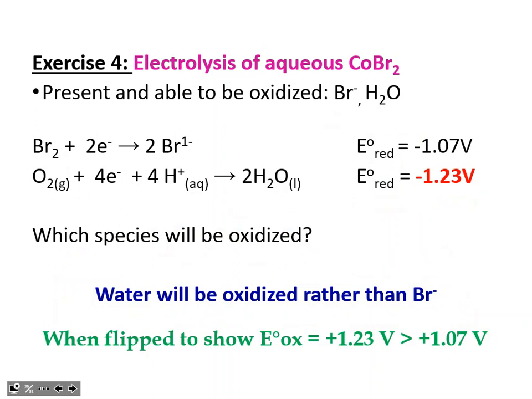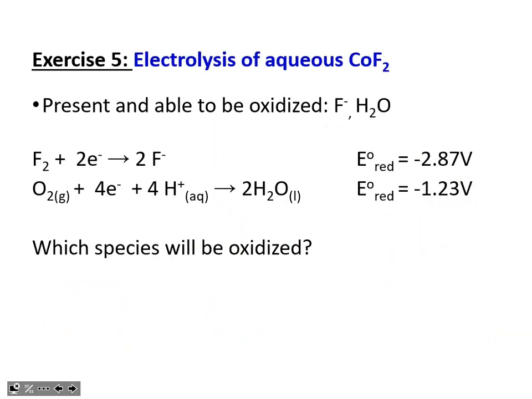Yes, so water will be oxidized rather than the bromide. So if you were trying to get bromine liquid out of this, not the best setup here. When flipped, it shows the cell potential of the oxidation is greater for water than it is for isolating bromide into bromine. All right, one last look here.